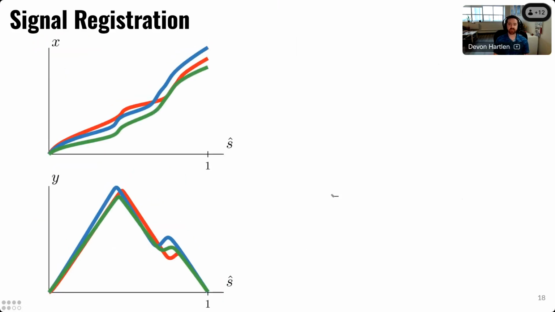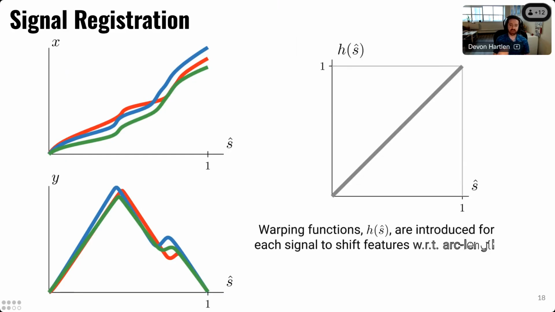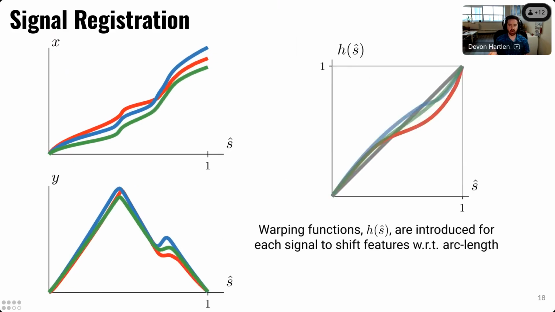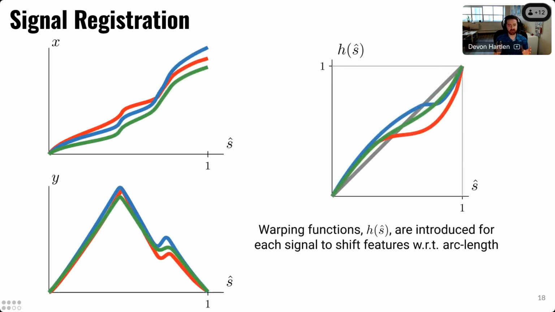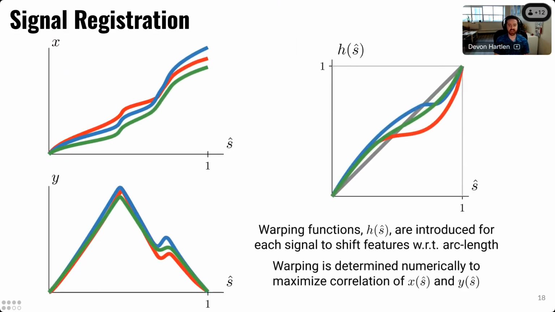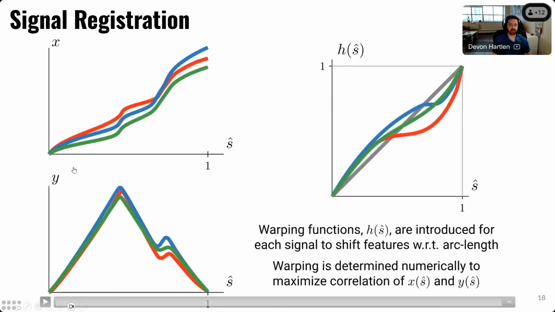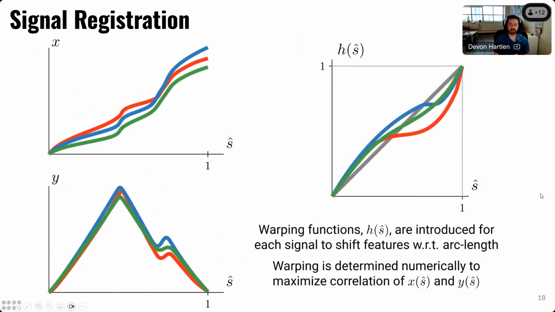So the idea behind signal registration, and we're going to discuss this more, is we introduce warping functions, HFS, for each signal. These warping functions shift the arc length assigned with features in each signal. This warping process is entirely automatic, and it aims to maximize correlation between the x-axis with respect to normalized arc length and the y-axis with respect to normalized arc length. And if you miss what's going on, we're going to go into more detail in a moment.